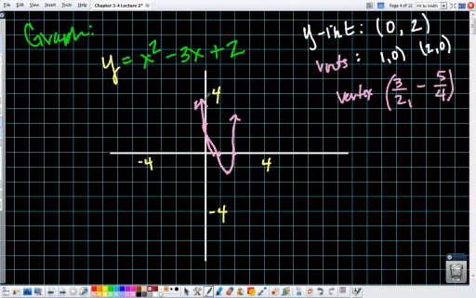Parabolas are U-shaped, so make sure that you don't have a V at the bottom. It should look rounded. So there is the graph of y equals x squared minus 3x plus 2.